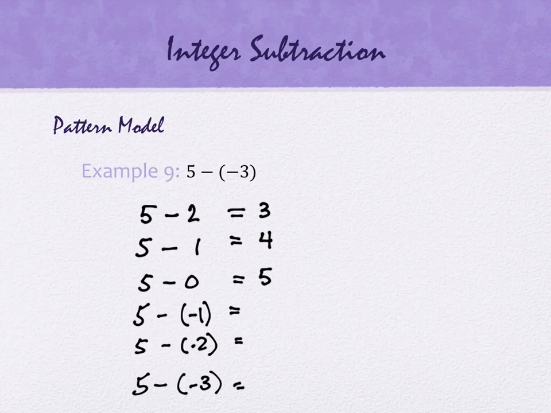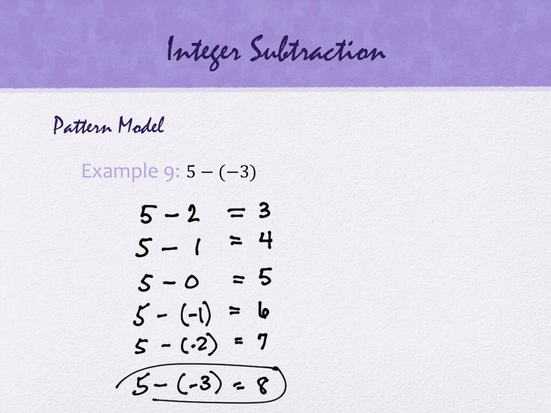So if I do 5 minus negative 1, that would be 6 if I'm continuing the pattern. 3, 4, 5, 6, 7, and 8. So down here at the end, 5 minus negative 3 would be 8 from the perspective of a pattern.